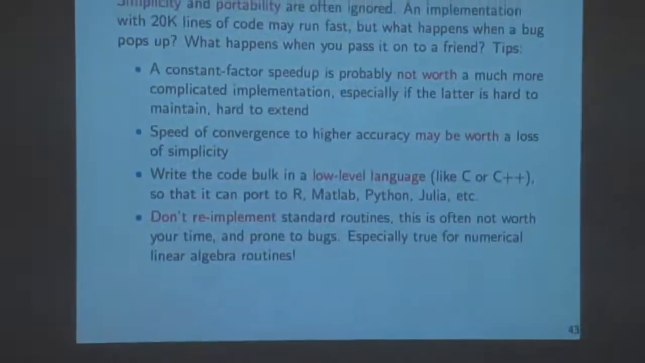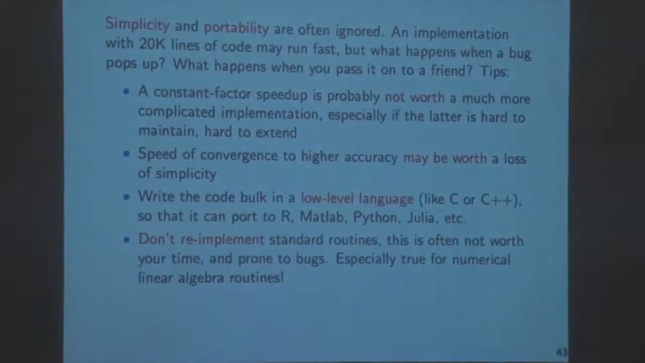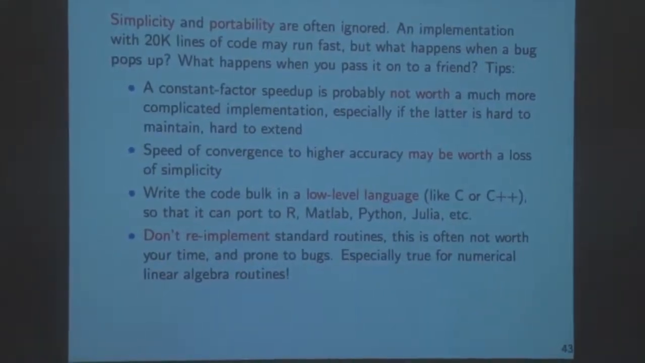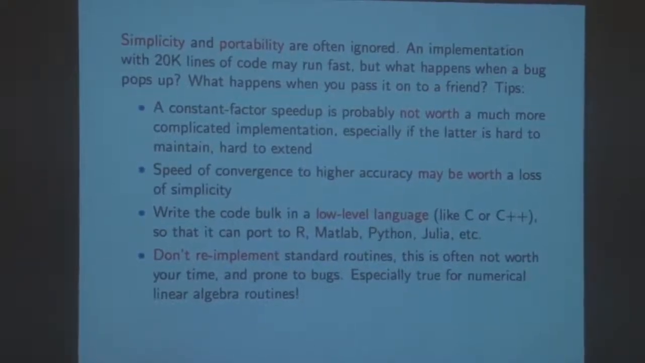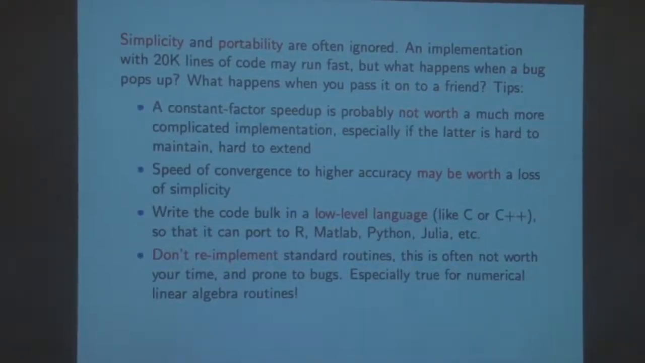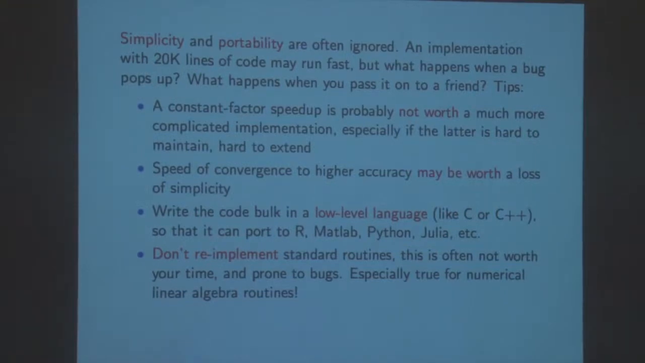Simplicity has to do with the idea of, let's suppose I write my favorite algorithm. It takes 10,000 lines of code, and I'm not kidding. There are some implementations of algorithms for these problems that have on the order of tens of thousands of lines of code. That may run fast, but what happens when you find a bug?